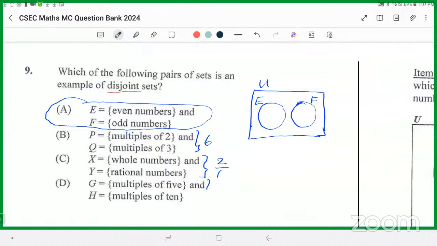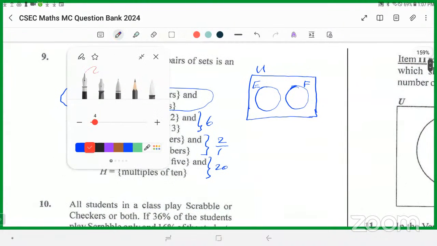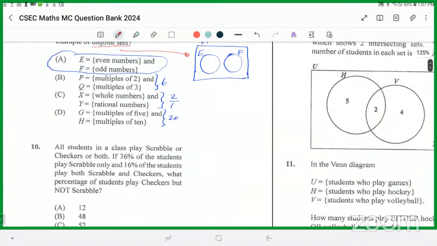Multiples of 5 and 10. A value like 20 will be in the intersection of multiples of 5 and 10, as an example, right? Even 10 itself will be in the intersection. So that is that. This is what disjoint sets would look like.